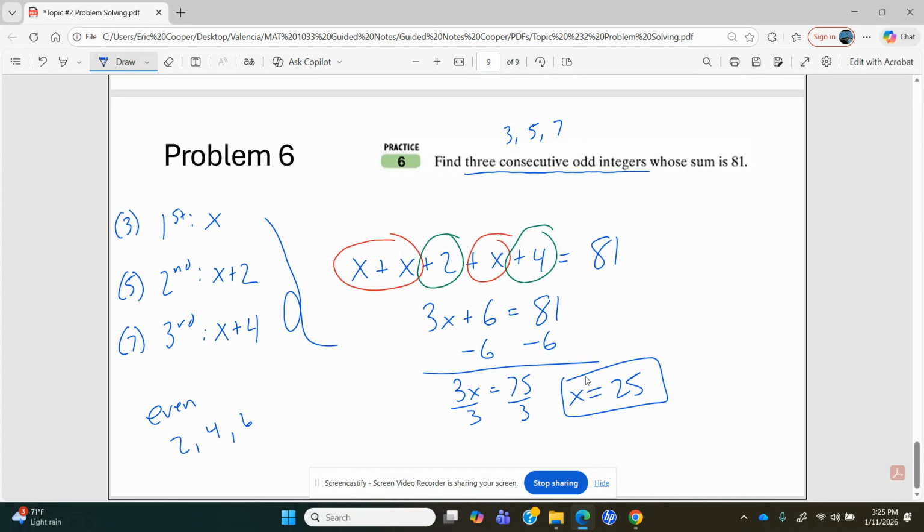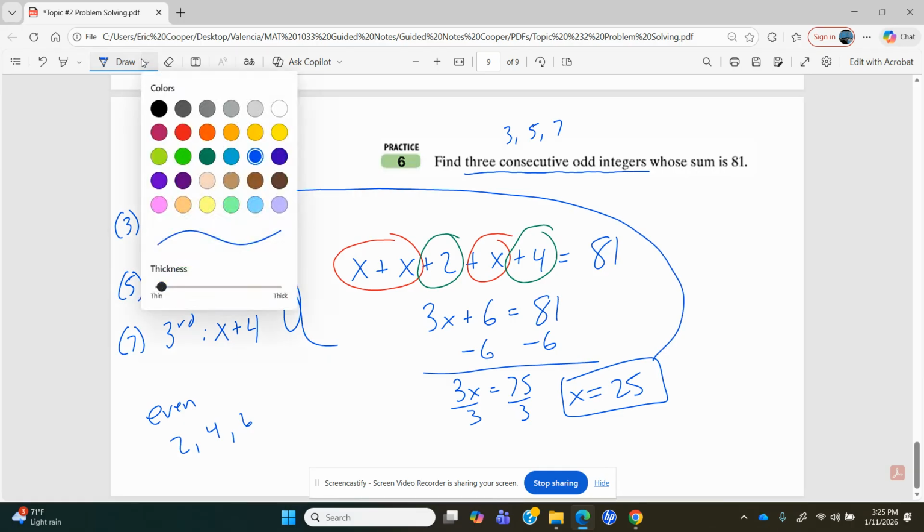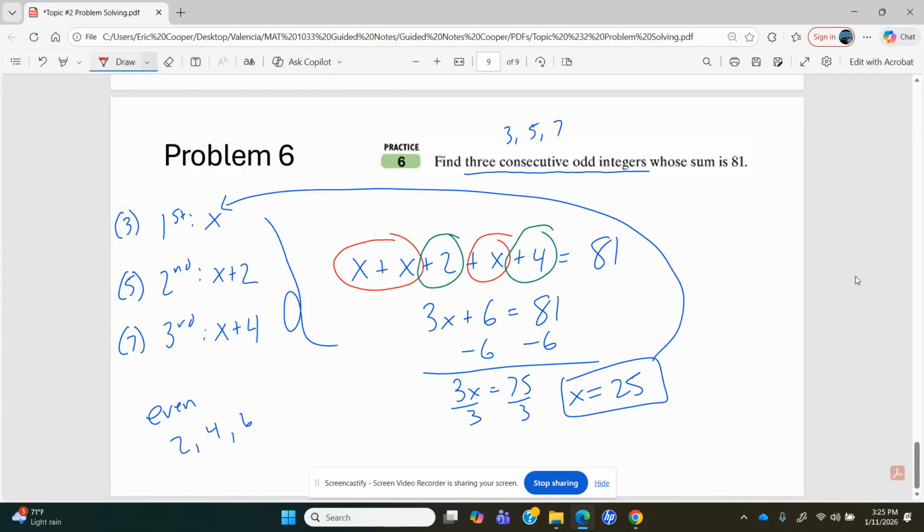Now go back and understand, what does x equal 25 represent? That represents the first of the 3 consecutive odd integers. Meaning, if I want to get all 3 of them, I would need to take each of these expressions and plug in 25. So the second one is just 25 plus 2, which is 27. And the last one is 25 plus 4, which is 29. So the three consecutive integers whose sum is 81 are 25, 27, and 29.